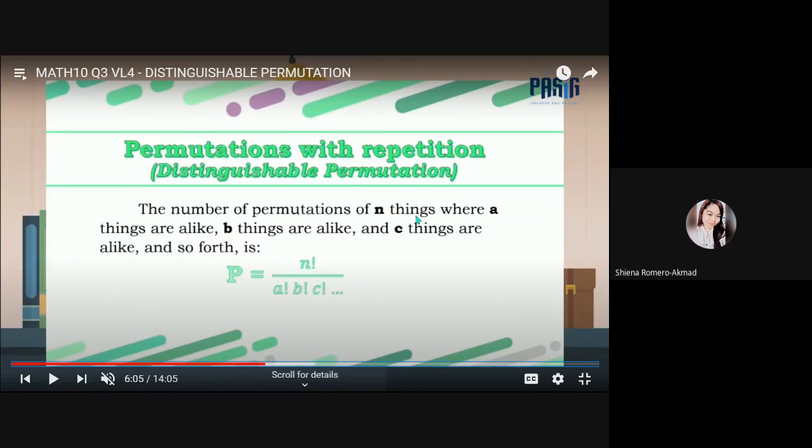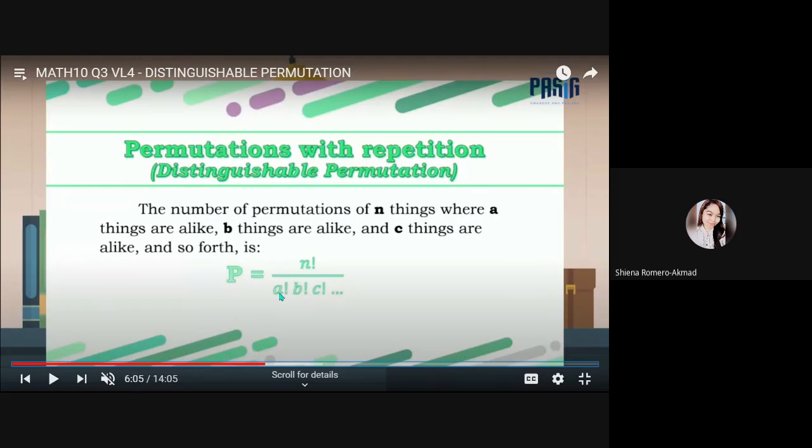So the number of permutations of N things, where A things are alike, B things are alike, and C things are alike, and so forth, is permutation equals N factorial divided by A factorial, B factorial, C factorial. Where N here is the number of things or objects. Like for example, in the word mom, how many letters are there? Our number of letters there is 3. Divided by how many times the objects repeat.